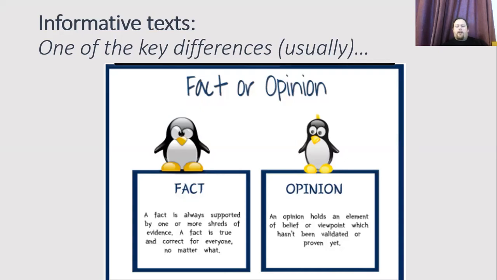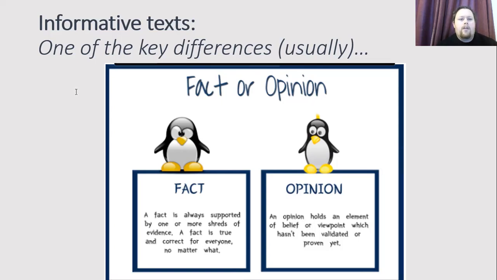Some people generally say a fact is anything that's true. It's actually not completely correct. It's anything that has evidence to support that it's true. Okay. Opinion, on the other hand, is an element of belief, a view which hasn't been validated or proven. It's a viewpoint.